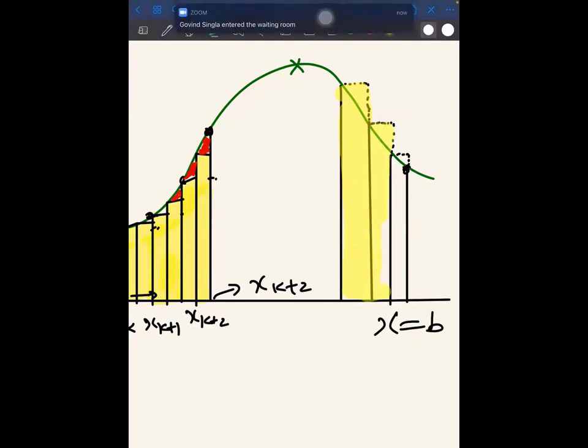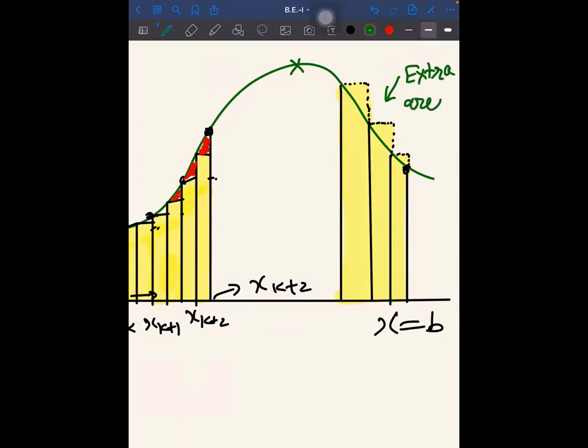Are you with me? Right. So in this case, you get extra area. And this is a kind of overestimation, and the lower rectangle case is the underestimation, right? But what happens again if you increase the number of rectangles, even in this case?